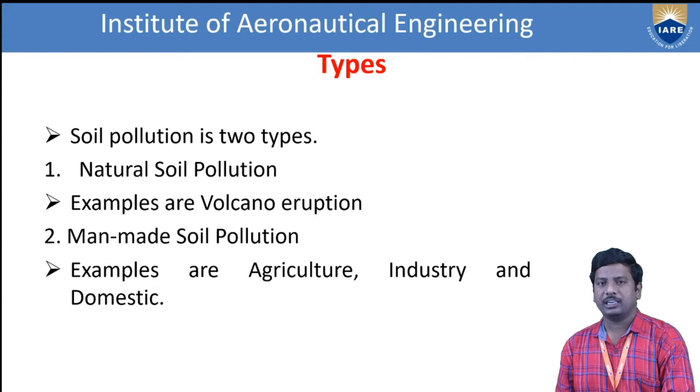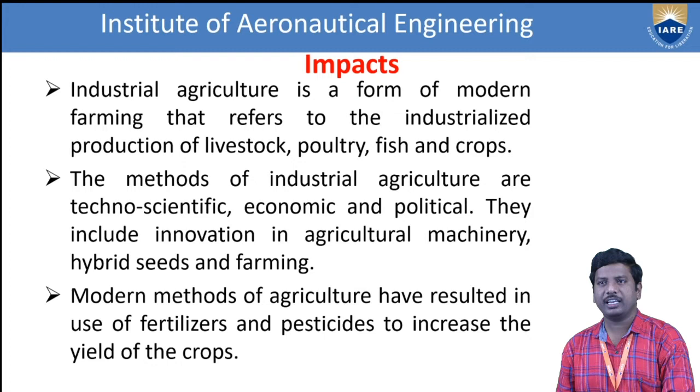Now let us see the types of soil pollution. Soil pollution is mainly classified into two types. One is natural soil pollution, and the second one is man-made soil pollution. The example of natural soil pollution is volcano eruption. Whereas the examples of man-made soil pollution involve agriculture, industry, and domestic. So what are the impacts of this soil pollution?